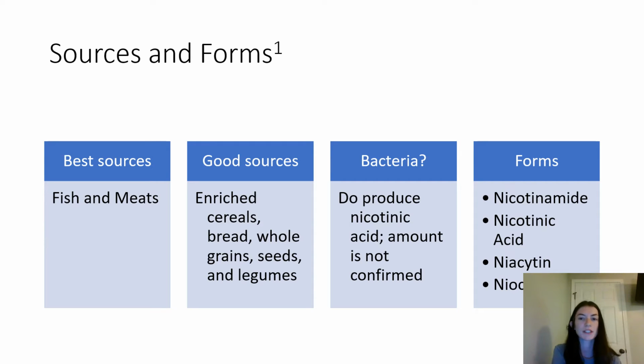And then I pose the question of whether bacteria produce niacin, and they do, in the form of nicotinic acid. However, the amount is not confirmed, and so we're not able to put that production toward our RDAs. And then the forms of niacin come in nicotinamide, which is from animal sources primarily, nicotinic acid from plant sources, niacytin, which is niacin that is bonded to peptides, and then niacinogens, which are niacin bound to complex carbohydrates.